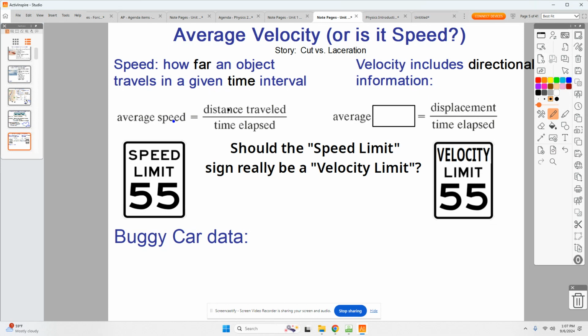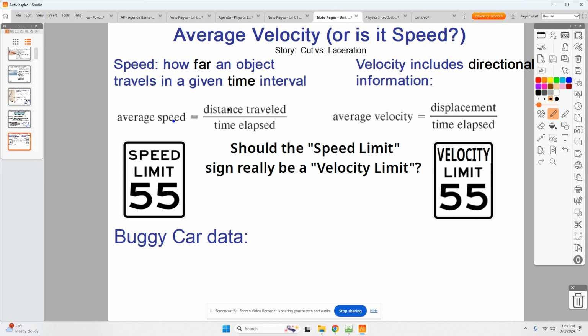Every year I do this. The Active Inspire software reformats things, and sometimes I miss those things that they're not there. Velocity includes directional information. We would say the average velocity is a displacement divided by time, not a distance divided by time. Sometimes distance and displacement are the same thing. In a 100-meter dash, it doesn't matter if it's 100-meter distance or 100-meter displacement, they're aligned. Other times we have turns in our path, and we have to make the distinction between those. So velocity includes a direction.